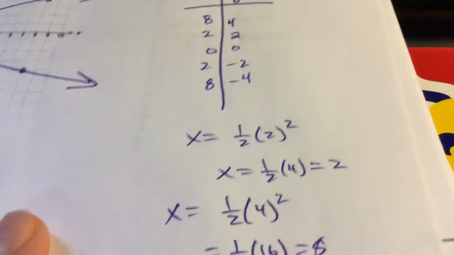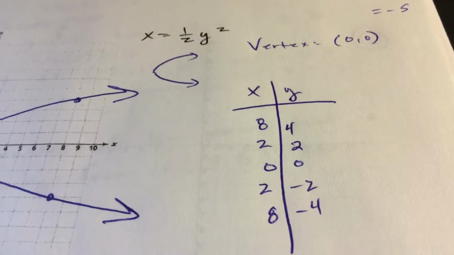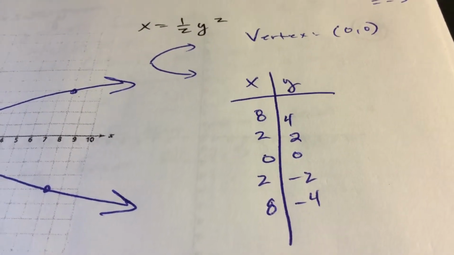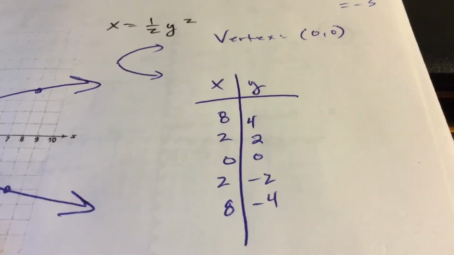All right. Now we haven't looked at one where it opens up to the right. Okay, so anytime x equals a positive y squared, it opens up to the right. If you have x equals a negative y squared, it opens up to the left. So the vertex is 0, 0. All right, we'll talk about more of that in class.